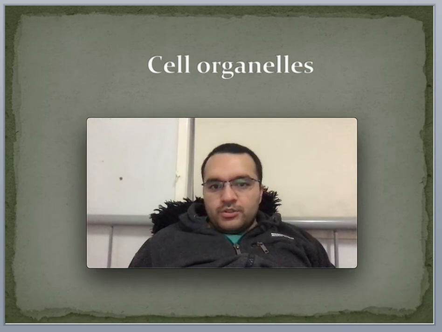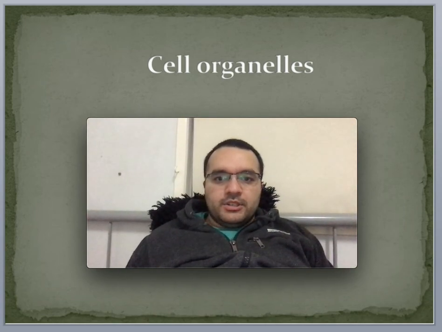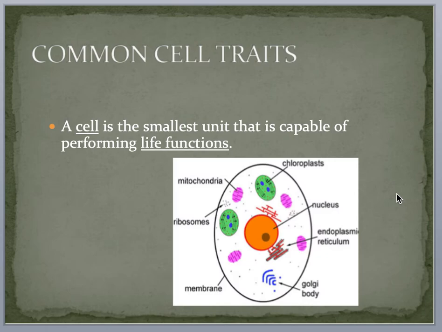In this video, we're going to talk about the different types of cell organelles. So there are certain common trends in all cells. Cells are the smallest unit that is capable of performing life functions. The common units in a cell are the mitochondria, the ribosomes, the DNA, the Golgi bodies, and the endoplasmic reticulum, among other common organelles.